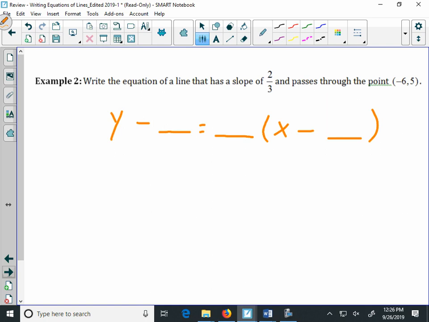Slope always goes in front of my parentheses, so it's going to go in this blank in front of my parentheses. What's the slope? 2/3. Then I have to plug my point in. If it's helpful, label what's the x value of this point. Negative 6 was the x value, and the y value of this point is 5. So the 5, the y value, goes with the y. The x value goes with the x.